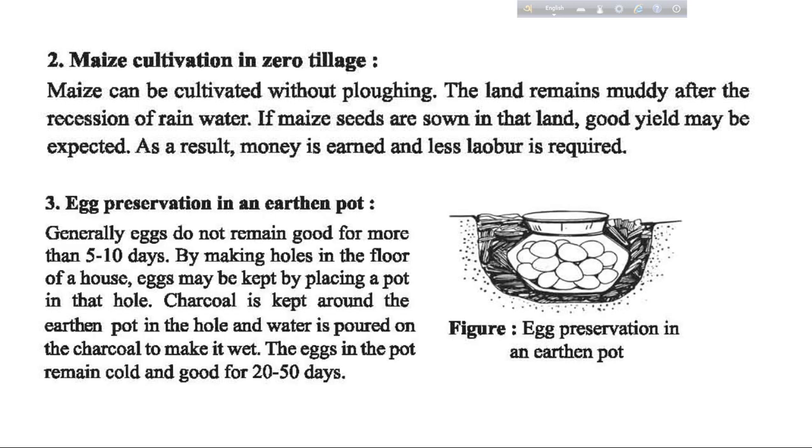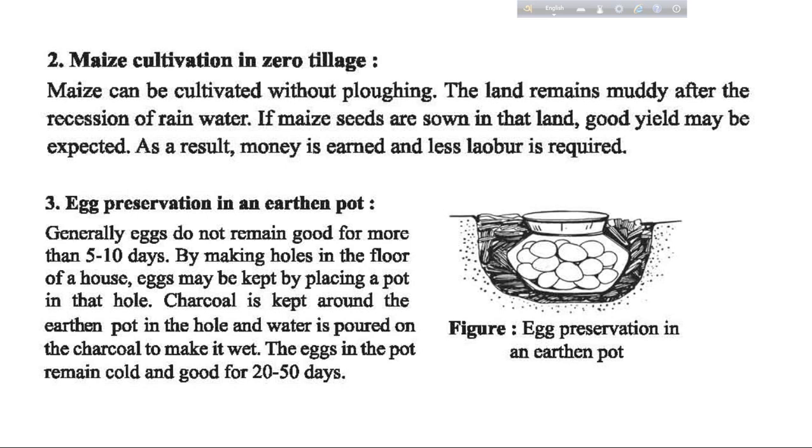Number 3, egg preservation in an earthen pot. Generally, eggs do not remain good for more than 5 to 10 days. By making holes in the floor of a house, eggs may be kept by placing a pot in that hole. Charcoal is kept around the earthen pot in the hole and water is poured on the charcoal to make it white. The eggs in the pot remain cold and good for 20 to 50 days.